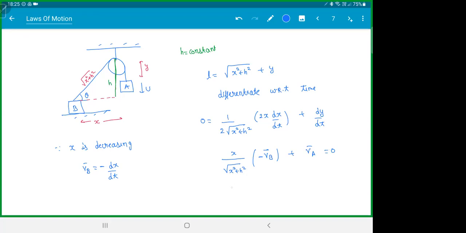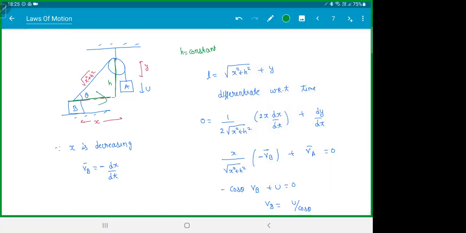And this thing is nothing but cos theta. BA is nothing but u. So VB is equal to u by cos theta. Check. It's not u cos theta. The velocity of the block along the string should be the same as the block A, and someone has taken the wrong component.